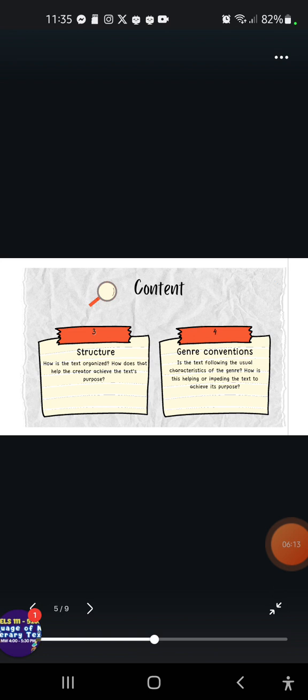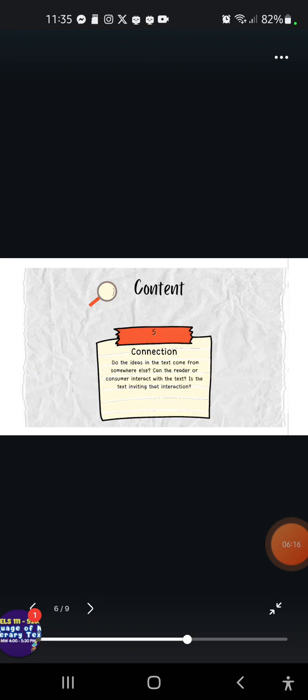And then fifth is the connection. Do the ideas in the text come from somewhere else? Can the reader or consumer interact with the text? Is the text inviting that interaction? Most of the time, when the ideas come from another source, the text will make that clear by mentioning the text or the author or kung asa gikan ang idea.